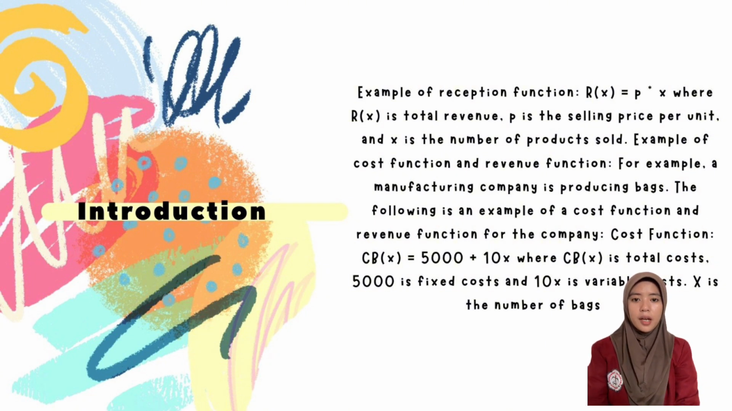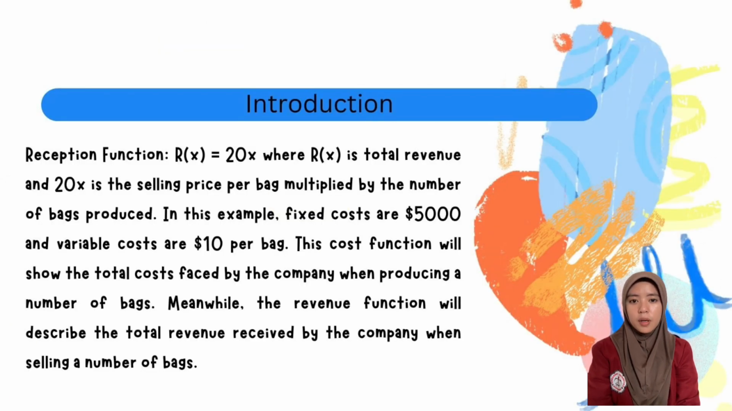Revenue function: R(x) = 20x, where R is total revenue and 20x is the selling price per bag multiplied by the number of bags produced. In this example, fixed costs are 5,000 and variable cost is 10 per bag. This function will show the total cost faced by the company when producing a number of bags. Meanwhile, the revenue function will describe the total revenue received by the company when selling a number of bags. The selling price per bag in this example is 20.